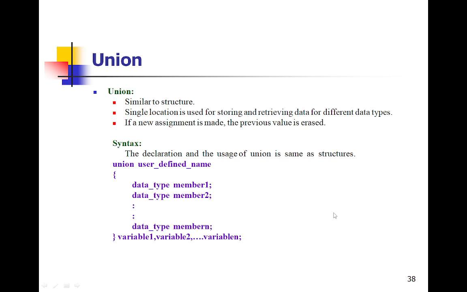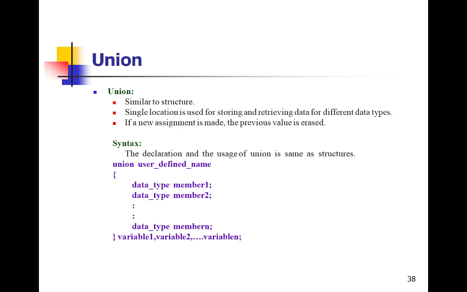Then the next important thing is a union. Union and structure both look the same, and in terms of functionalities and everything they are the same, but there is only one difference: a single location can be utilized for storing and retrieving different data types. So the integer data type I may have stored in a memory location. The same memory location I can use for storing another floating type of data as well.